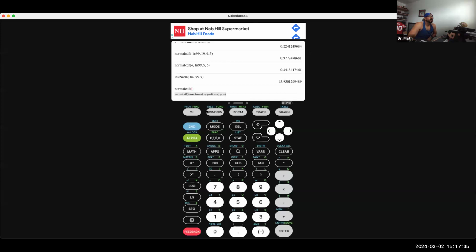486. So my lower bound, since I shaded to the left, I do negative 1 second E 99, comma, and then I do my upper bound. My upper bound is where I stop shading, and we said we stop shading at 539. So I put 539 for my upper bound.